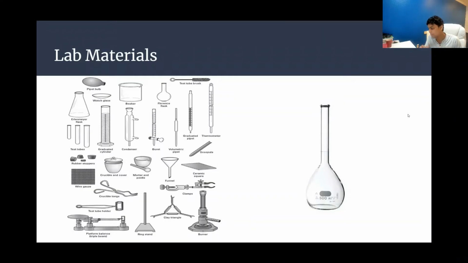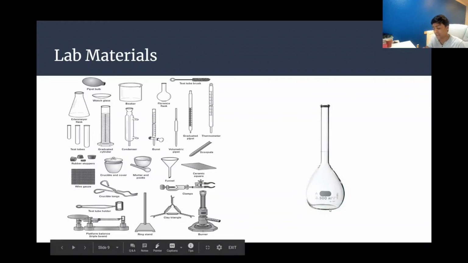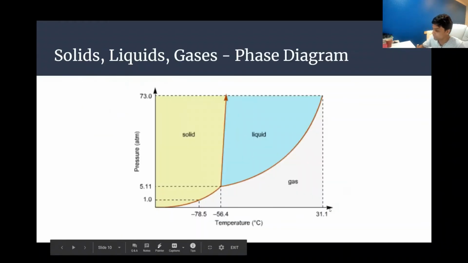So the volumetric flask is one of the most precise containers because that line over here, you see, signifies how much solution you're holding. So this line over here signifies you're holding exactly 500 ml, so it could be useful.